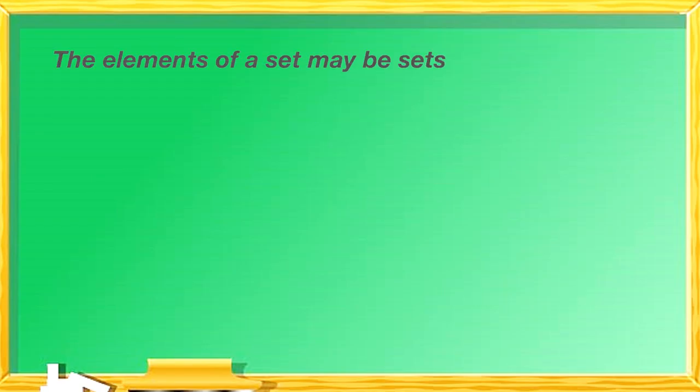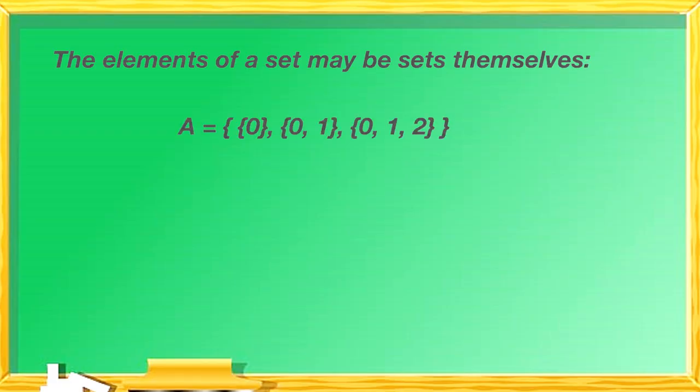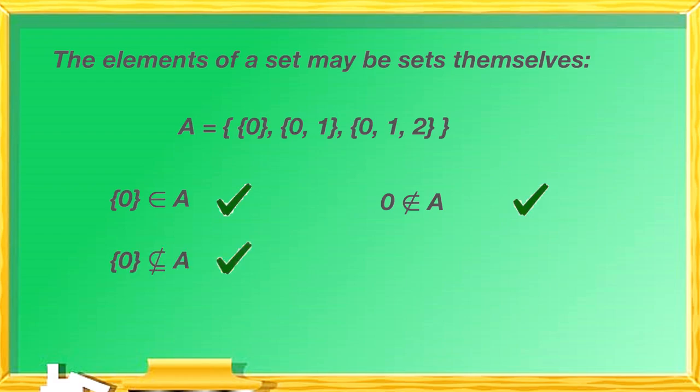The elements of a set may be sets themselves. If we have this set A, then the set containing 0 is an element of A, but not 0 on its own. Since the elements of A are all sets here, it becomes tricky to keep track of what's an element and what's a subset. The set containing 0 isn't a subset of A. It's an element, as we've seen already. In fact, the set containing 0 is a subset of A. And it's important to really think about the difference in cases like this.